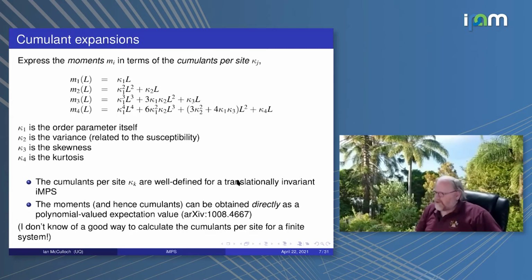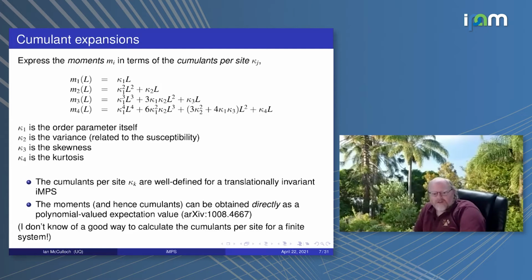So there's an algorithm which is described in this fairly old paper by now. The output of this algorithm is directly the prefactors of the polynomial expansion of the moment function. So from that, we can essentially read off all of the cumulants as a value per site.